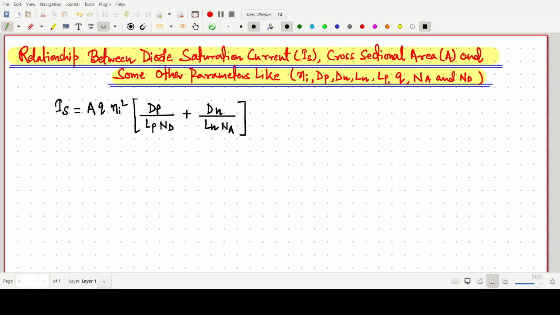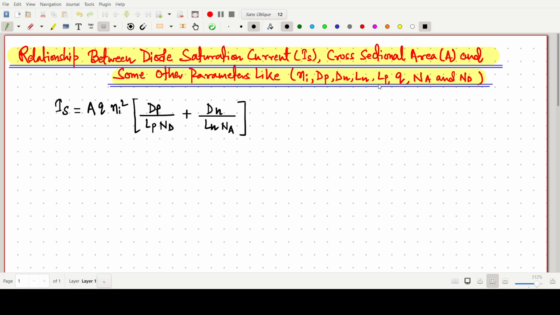Welcome everyone. In this video lecture, we will see a very important relationship between the diode saturation current, that is our IS, the cross-sectional area, and some other parameters like intrinsic carrier concentration. Dp and Dn are simply the diffusion constants for holes in the n-type silicon region and for electrons in the p-type region.